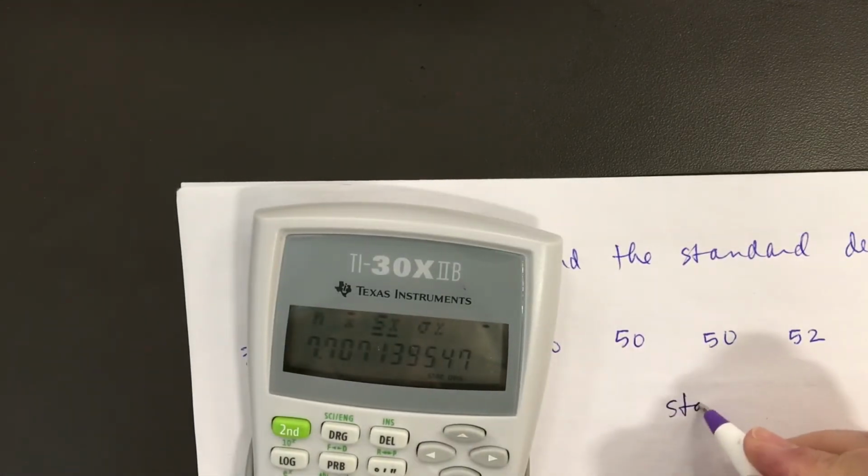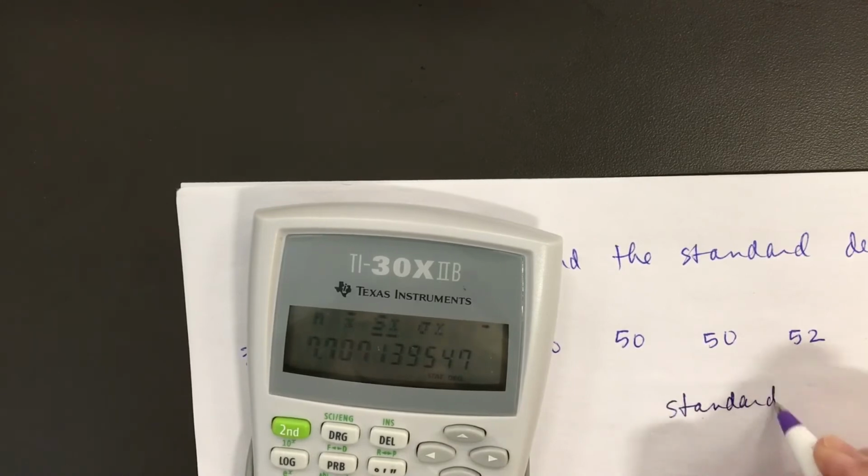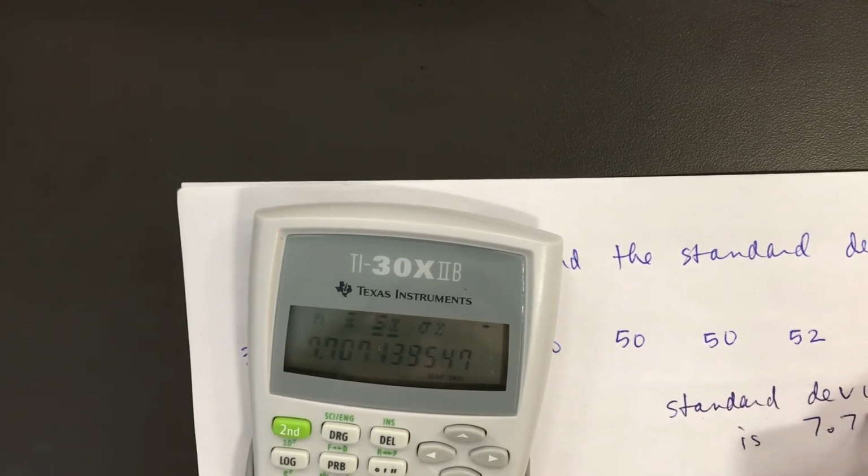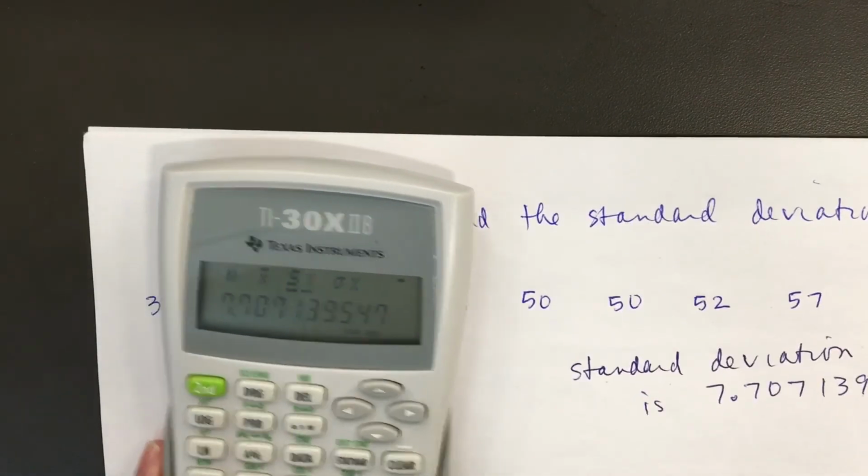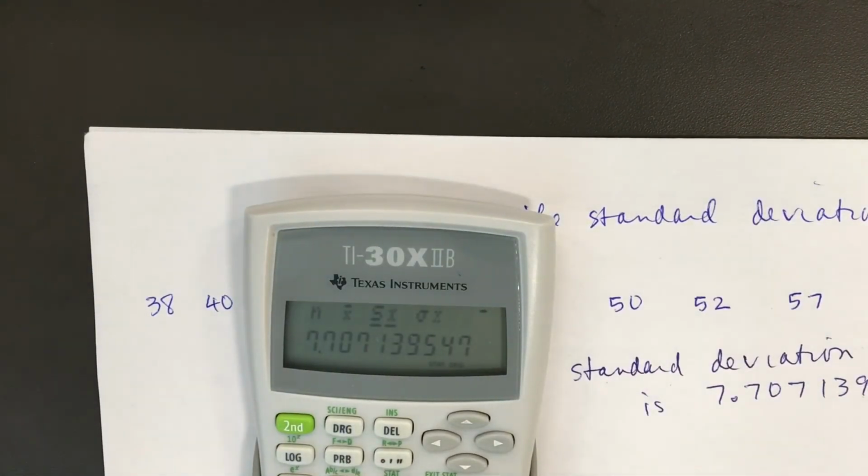Standard deviation is 7.707139547. It is a measure of how spread out the data items are from the mean.